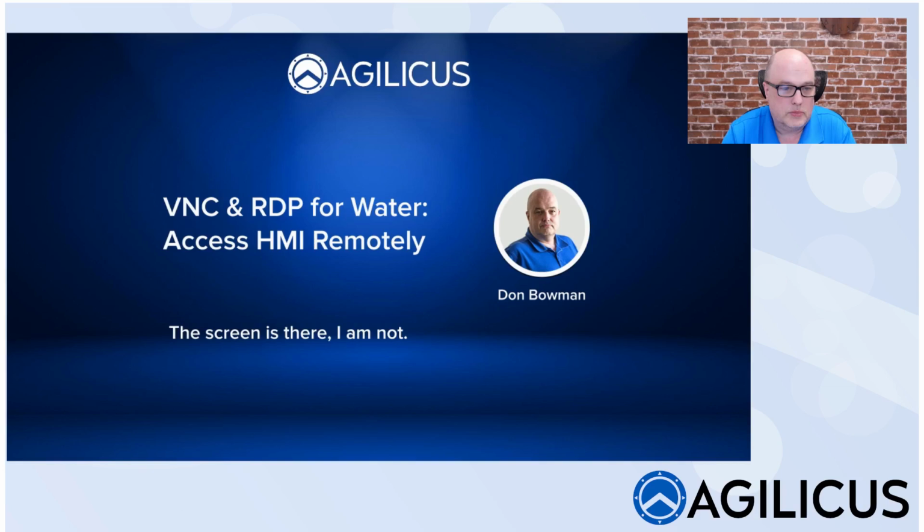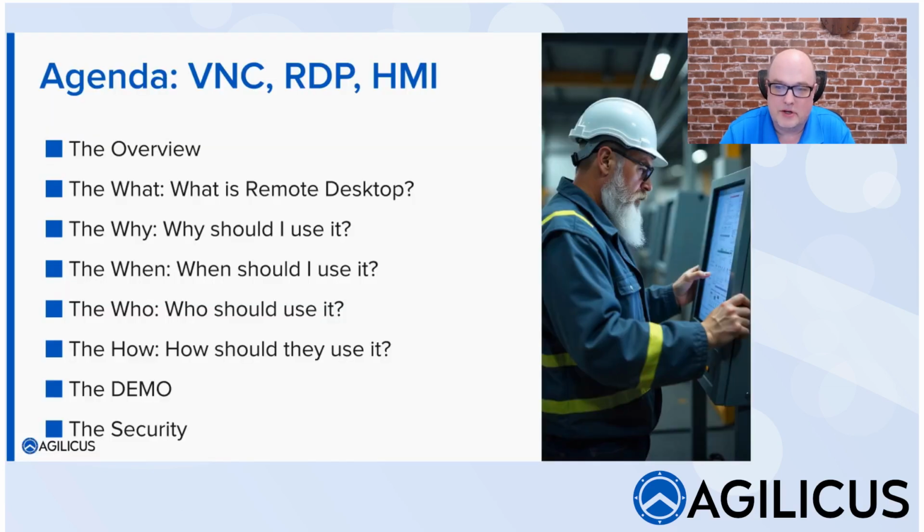So my agenda today: we're going to talk about a bunch of things, the VNC, the RDP, the HMI, the acronym soup. The first is we're going to go through the overview. What am I generally talking about? The second is I'm going to go through the W5, the who, what, when, why, and how. I'm going to go through what is remote desktop, why should you use it, when should you use it, who should use it, and how should you use it.